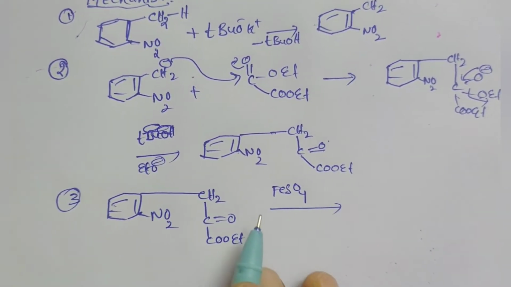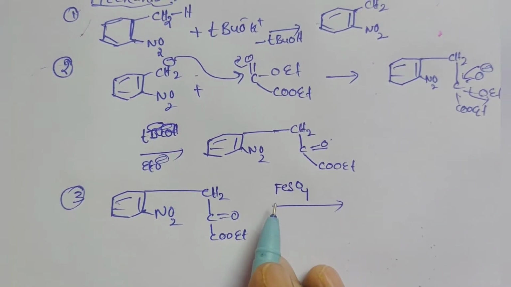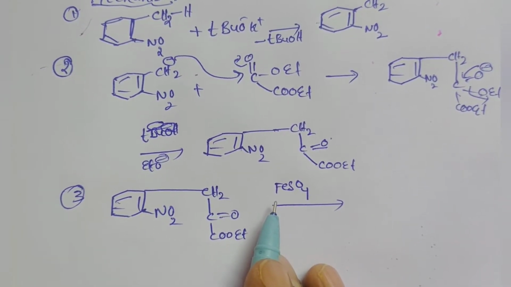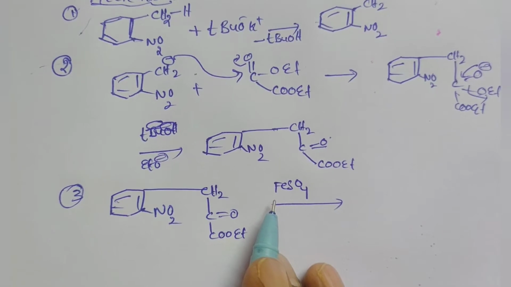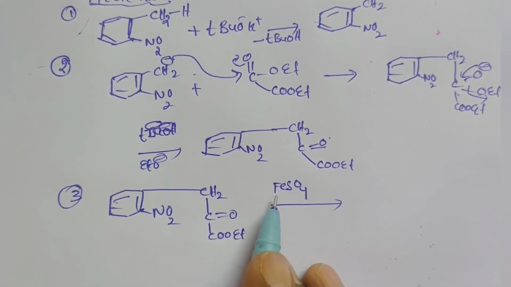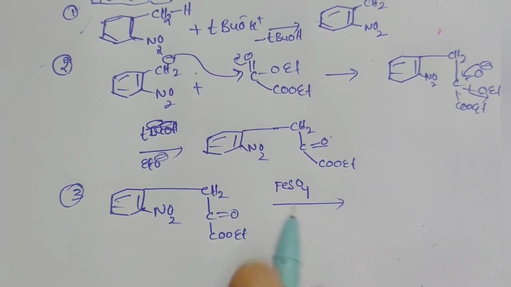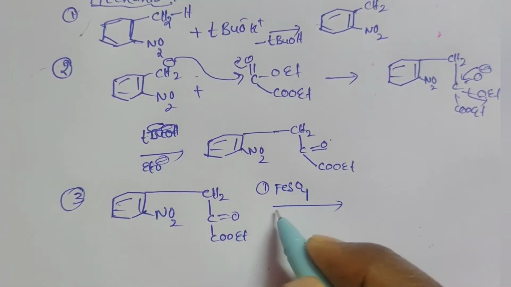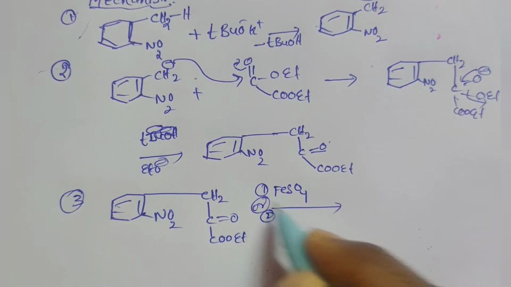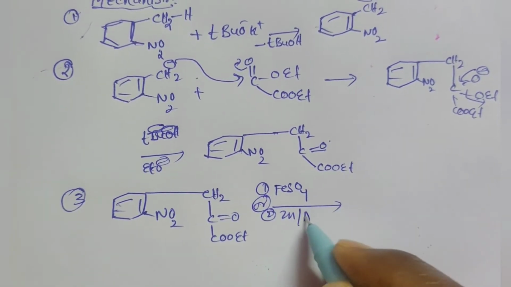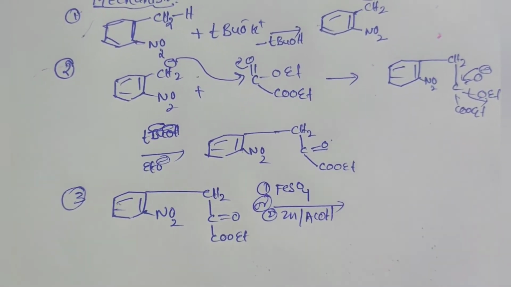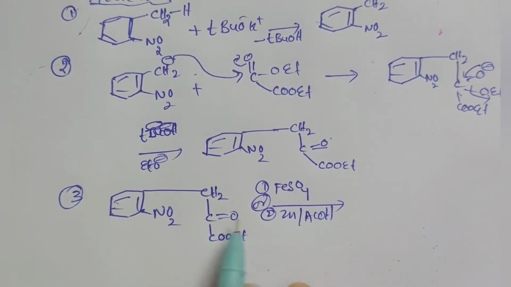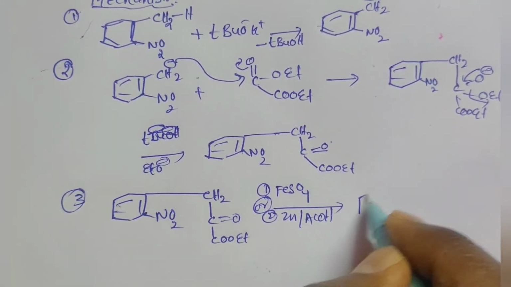In ferrous sulfide, ferrous ions are there, and we know very well that ferric ions are more stable than the ferrous ions. As a result, ferrous ions easily convert into the ferric ions. As a result, ferrous ions act as a reducing agent. So we can use this one, or we can use the zinc and acetic acid mixture as the reducing agent. So when we treat this with reducing agent, this nitro group changes into the amine group.